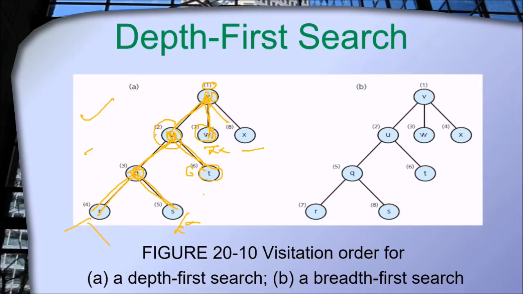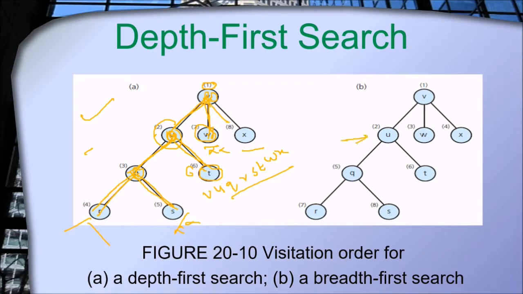So the whole idea is the traversal would be like this. First, let me write it here. V, U, and I suppose this was Q, R, then S, T, then W, and X. I hope I've repeated X. No, it is okay.